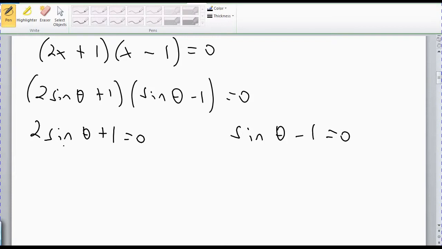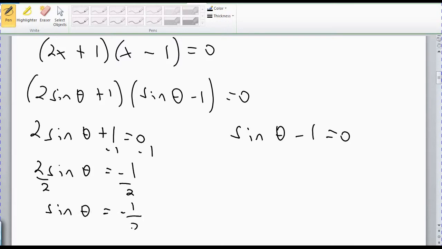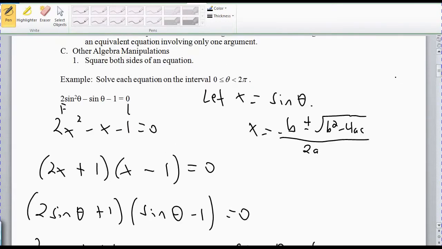And I want to solve for, first off, sine theta. So that means I'm going to subtract 1 and divide by 2. And I end up with sine theta equals negative 1/2. And then I'm going to add 1. And we get sine theta equals a positive 1. Now remember, we're solving only on the interval from 0 to 2 pi.